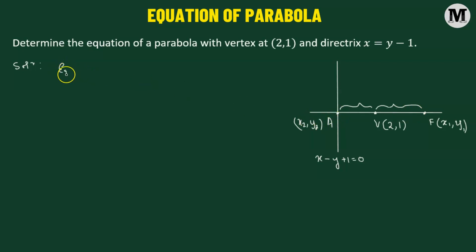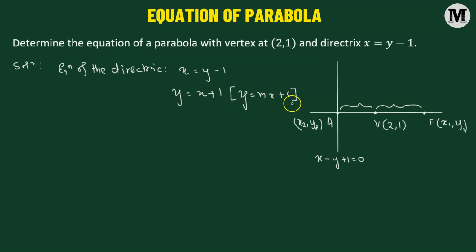Now it's given here that the equation of the directrix is x equals y minus 1. But we can rewrite it as y equals x plus 1. The reason why we're writing it in this particular fashion is that we're going to compare with the slope-intercept form of a line, which is given by y equals mx plus c. So the slope, let's call it m1, of the directrix line will be equal to the coefficient of x. The coefficient of x is 1. So our slope of the directrix line will be equal to 1.